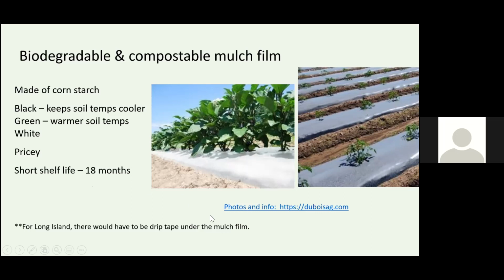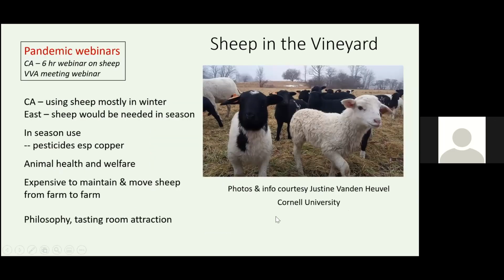And it can be pretty pricey. So maybe in some situations, but not really a solution for a mature vineyard. So sheep, how about sheep? I think this is a really interesting option and, you know, maybe appropriate in some situations.